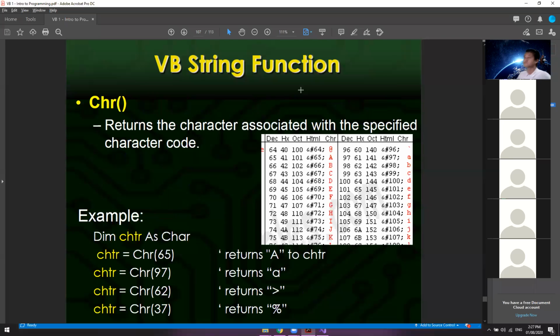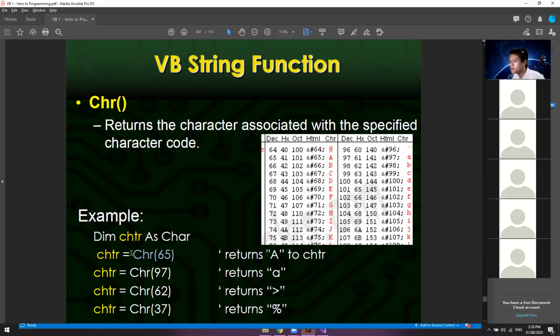Alright, so next, we have CHR. This is what we used when I explained the two types of strings. So we have string, and then CHR for ASCII codes. This will simply return the character associated with the specified character code. Okay, so we have an example here: dim CHTR as char, CHTR equals CHR 65.